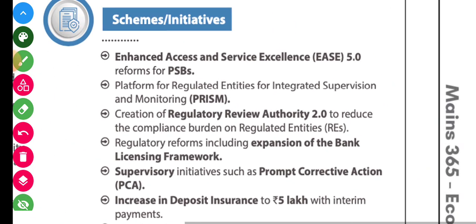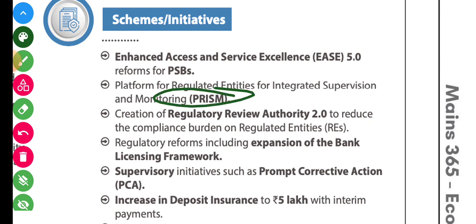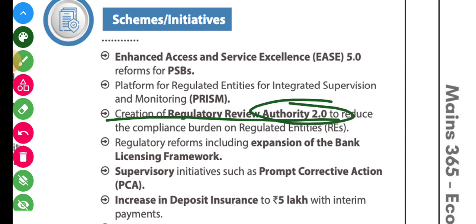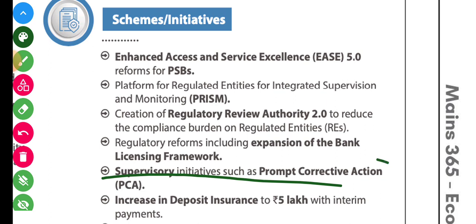What are the initiatives or schemes by the government to create a robust ecosystem of the banking system? Enhanced access and service excellence, reforms of public sector banks, creation of the Regulatory Review Authority 2.0 for regulated entities, regulatory reforms including the expansion of the bank licensing framework, and supervisory initiatives such as prompt corrective action.